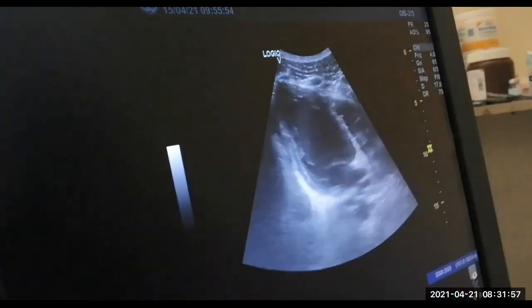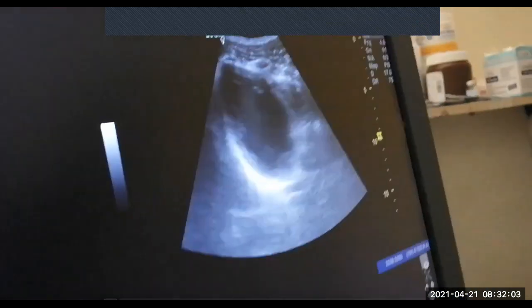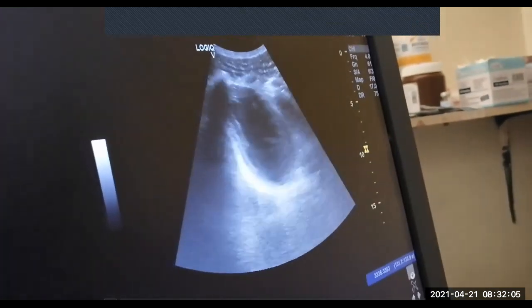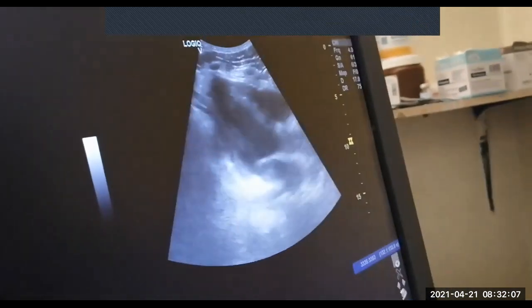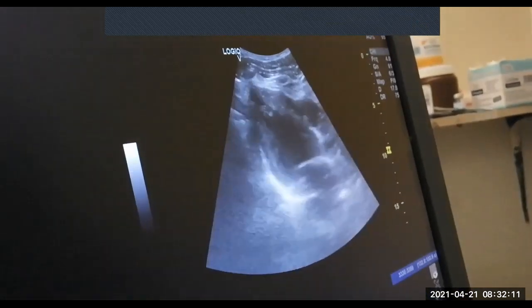The apex is not at the top left-hand side. In other words, the apex is not here. The apex is more towards the nipple side, right? But we do this just to make it a bit easier for us to envision what's going on, right? But now can you see the difference?